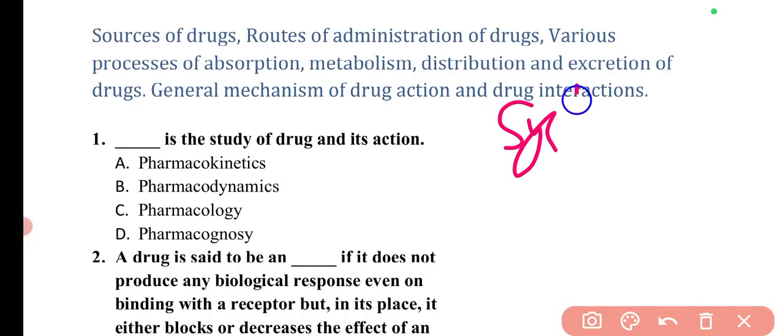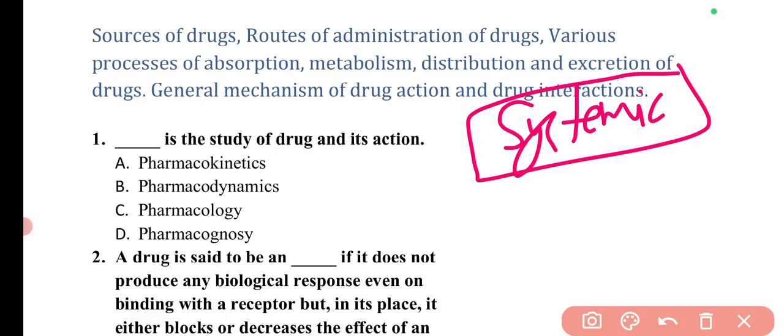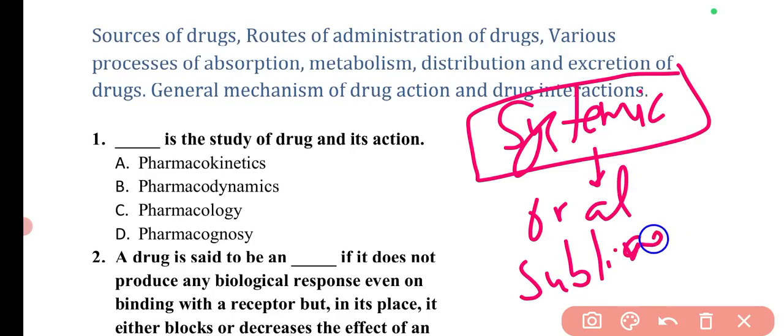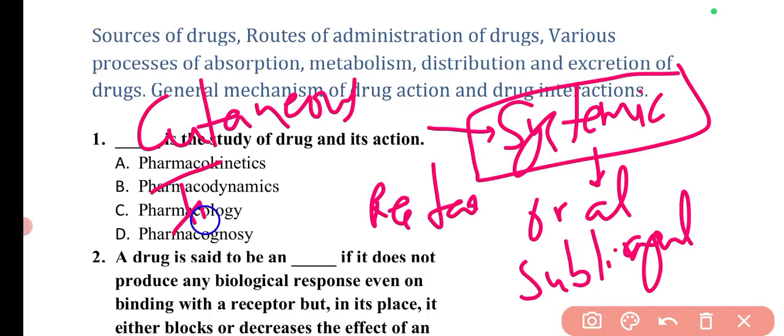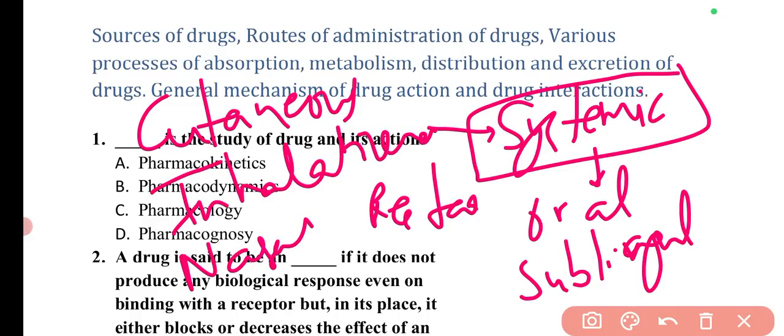Then the other is the systemic routes. These are very important. In systemic routes, there can be several types, for example, the oral route, the sublingual route. Basically, in systemic routes, the drug goes to the systemic circulation. In this we also have the rectal route, the cutaneous route, then the inhalational route, then the nasal route.